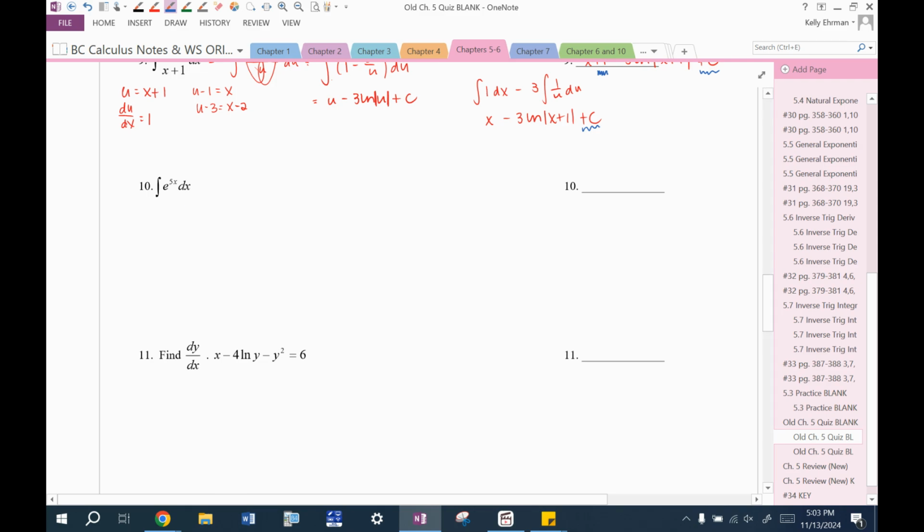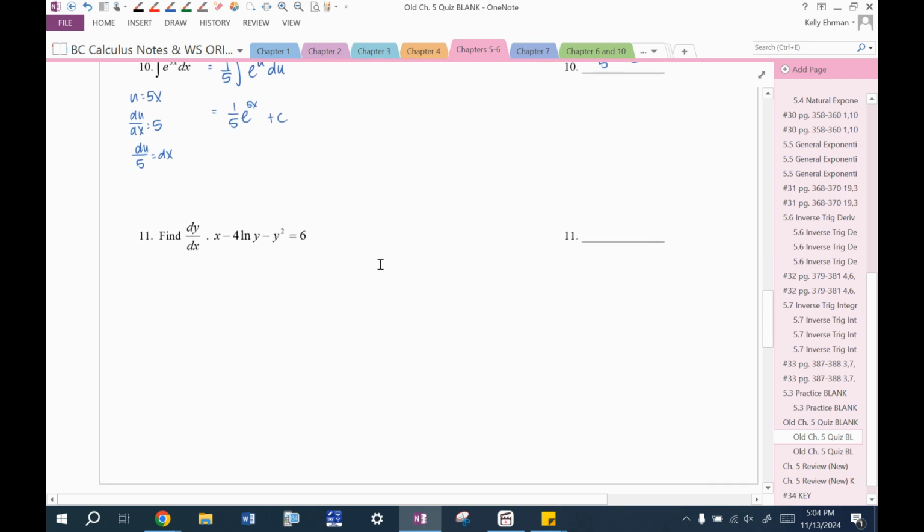For this one, integral of e to the 5x. So u would be 5x. du dx would equal 5. So du divided by 5 is equal to dx. So that means when we rewrite this integral and it's e to the u, in place of dx, we're going to get du divided by 5. So I'm going to put a 1/5 out here. And that's 1/5 e to the u plus c. So e to the 5x over 5 plus c.